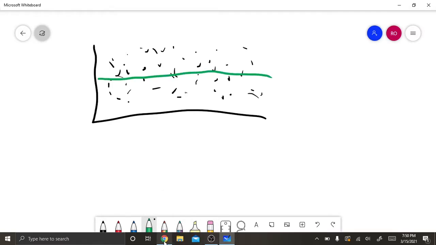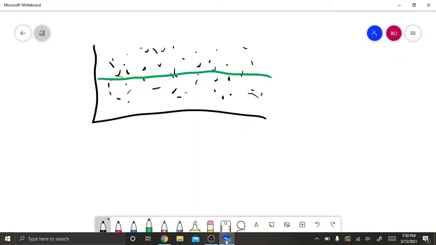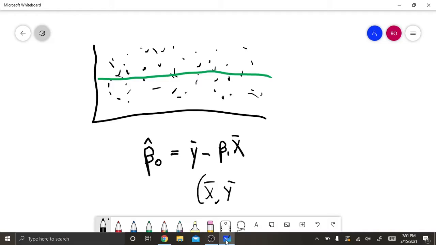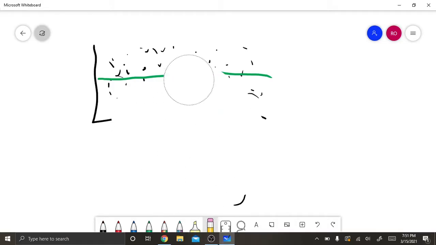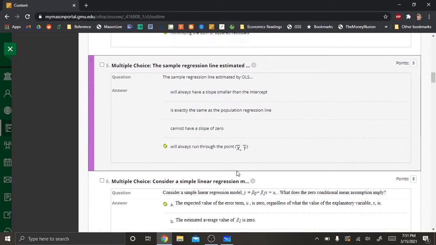Okay, and then the last one is asking, we'll always run through the point x bar, y bar, and if you remember our equation for beta naught is equal to y bar minus beta 1 x bar. This is basically our regression line in point slope form if we rearrange it. And this is telling us that we place the intercept such that the line goes through the point x bar, y bar. So that's the correct answer to that one. It's D. The OLS line that we estimate will always go through the mean of our data.